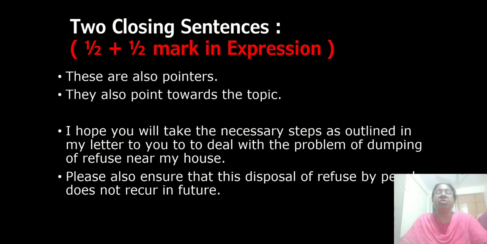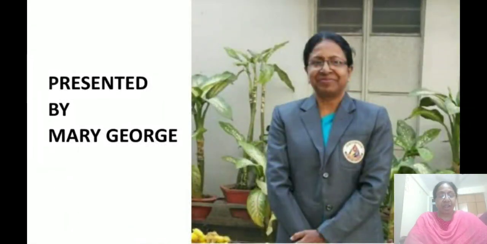Now we have the closing sentences. These are also pointers. They also point towards the topic. I hope you will take the necessary steps as outlined in my letter to deal with the problem of dumping of refuse near my house. Please also ensure that this disposal of refuse by people does not recur in future. I hope, children, with this you have learned how to write a formal letter correctly. Thank you.